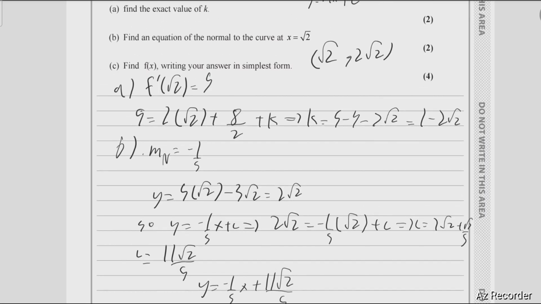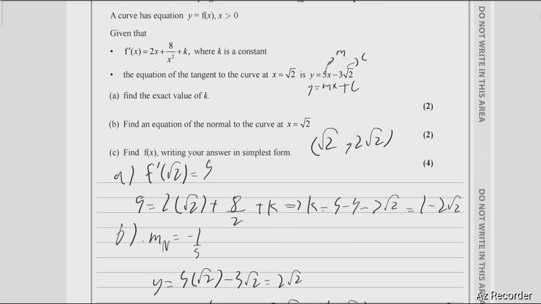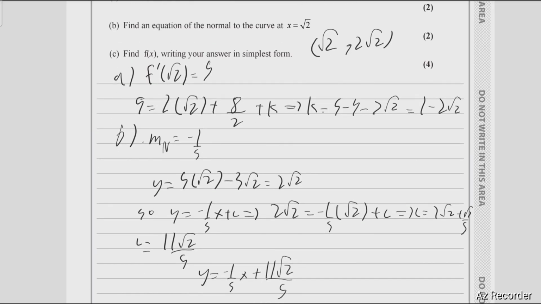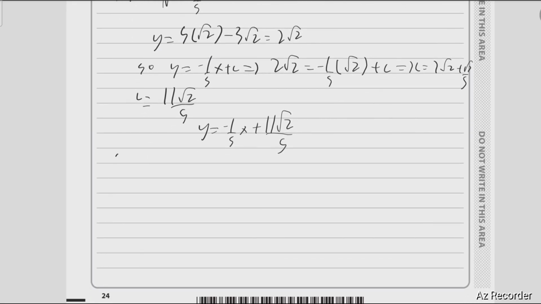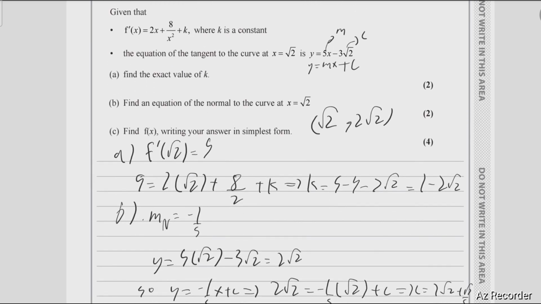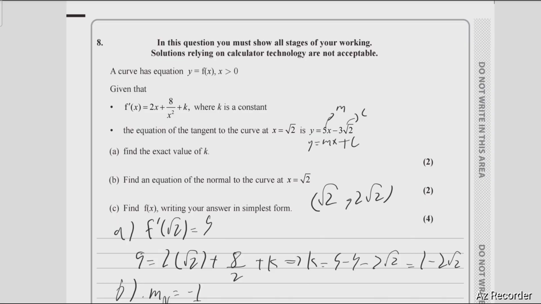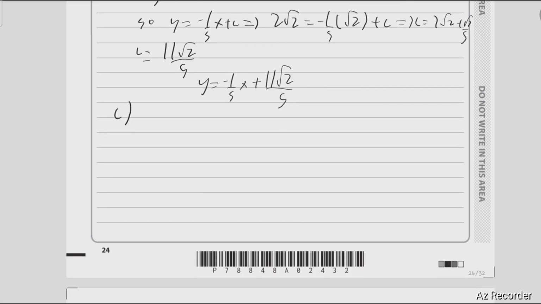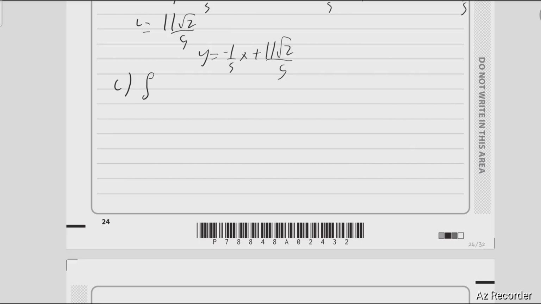Now this question is a bit tricky and it's quite unfortunate that it has only 2 marks. It should be at least 3 to 4 marks, in my opinion. It had a lot of work. Question C. Find f of x, writing your answer in simplest form. To find f of x, we need to integrate this. So let's just use the integral.